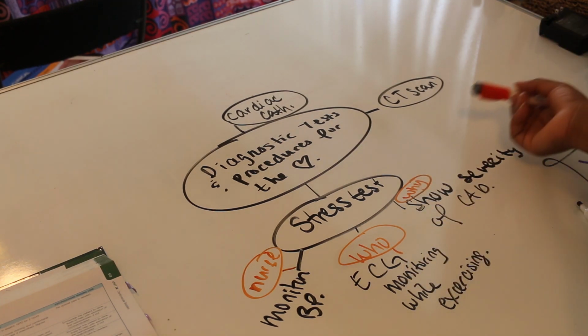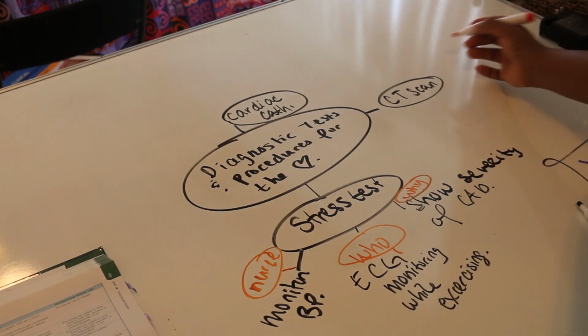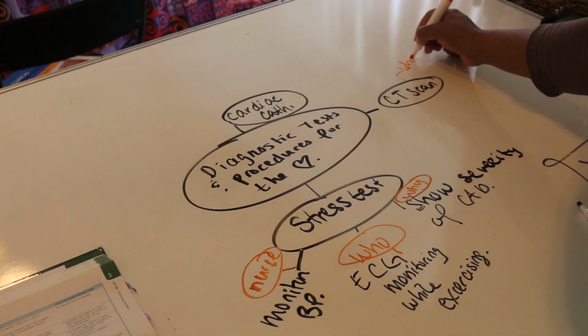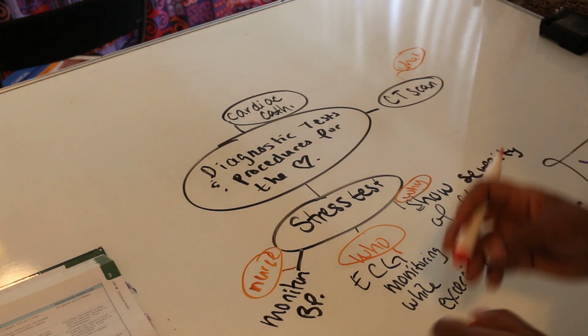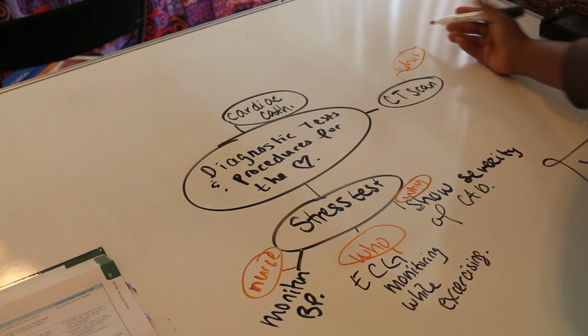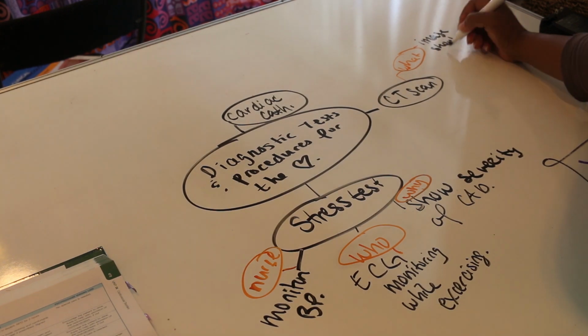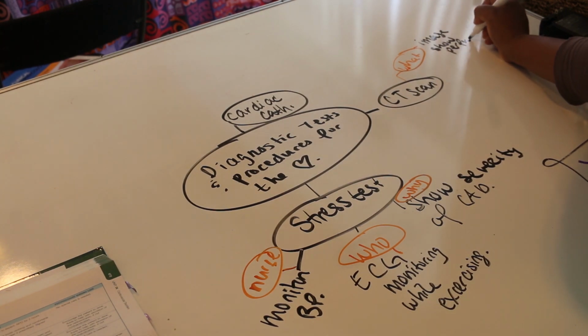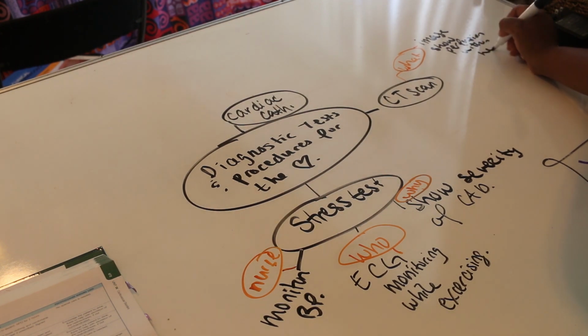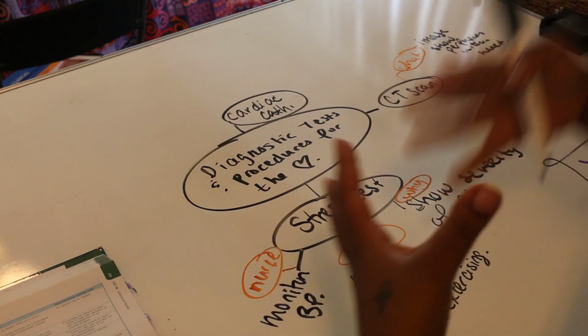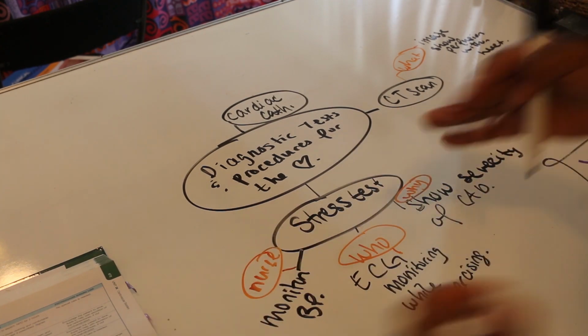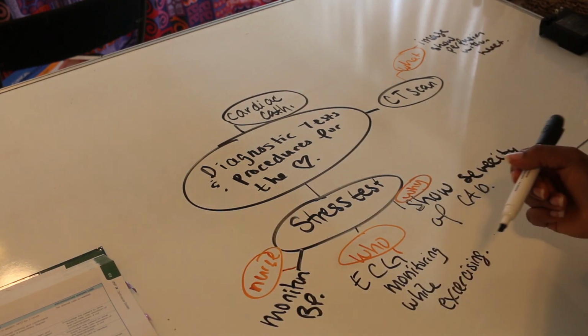The same could be for a CT scan. You could put, what is it? An image that shows perfusion within the heart. So it's going to show us how oxygen and blood is being moved throughout the heart when we do this CT scan.